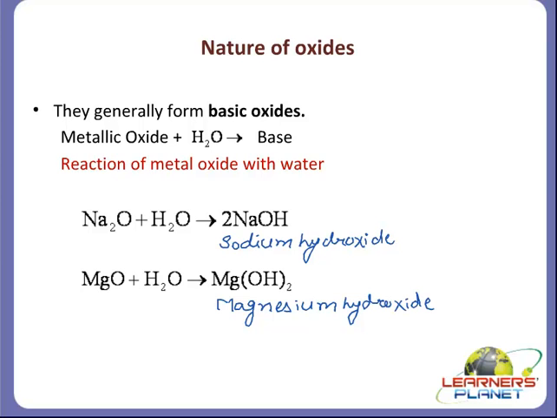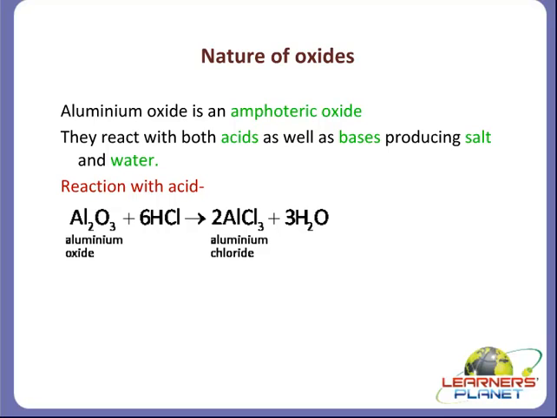Now I told you that metals form basic oxides, but there are certain metals like aluminium, zinc, lead, they all form amphoteric oxides. Like aluminium oxide is an amphoteric oxide. That is, they react with both acids as well as bases, producing salt and water.